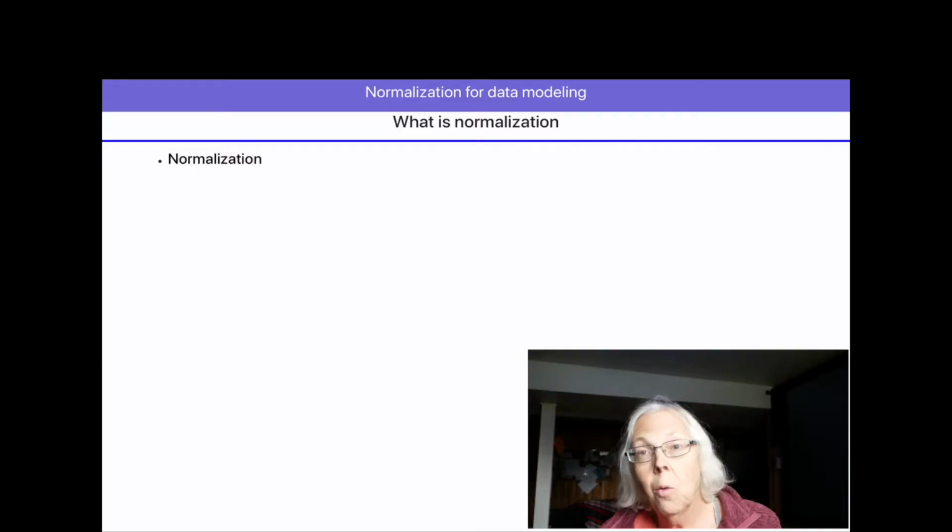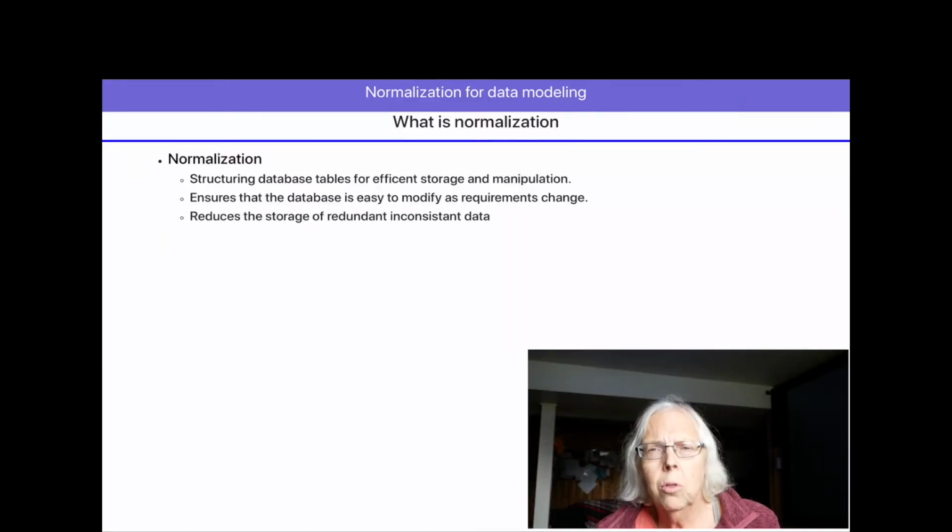Let's talk about normalization. What is normalization? Well, normalization is the structuring of database tables for efficient storage and manipulation. This ensures that the database is easy to modify as the requirements change, and they do change. It also reduces the amount of storage of redundant and possibly inconsistent data.